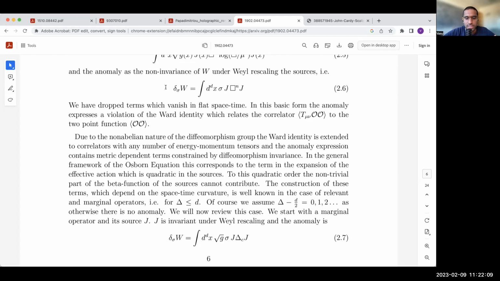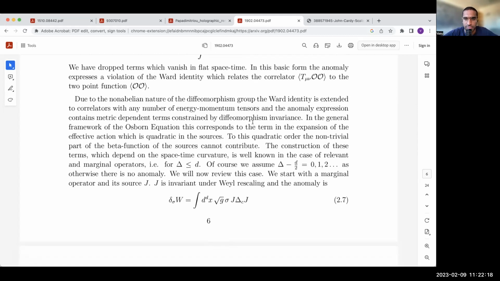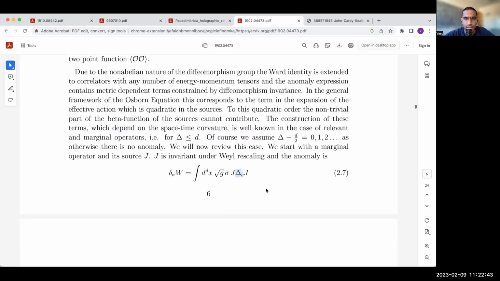And then they say, okay, let's think about this quadratic part. The quadratic part will not contribute to the anomaly, right? Or rather, to the beta function. Mainly to the beta functions, though it can contribute to the anomaly. So they say to this quadratic order, the non-trivial part of the beta function of the sources cannot contribute, right? It can contribute maybe to the anomaly. And so if you did this on a curved background, you find that there's a generic structure like this, right? That you can try to figure out. And you can use cohomological arguments to figure this out.